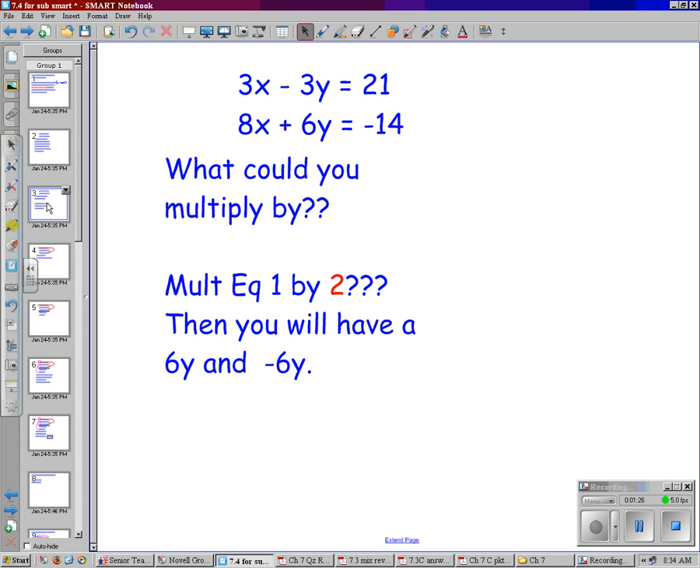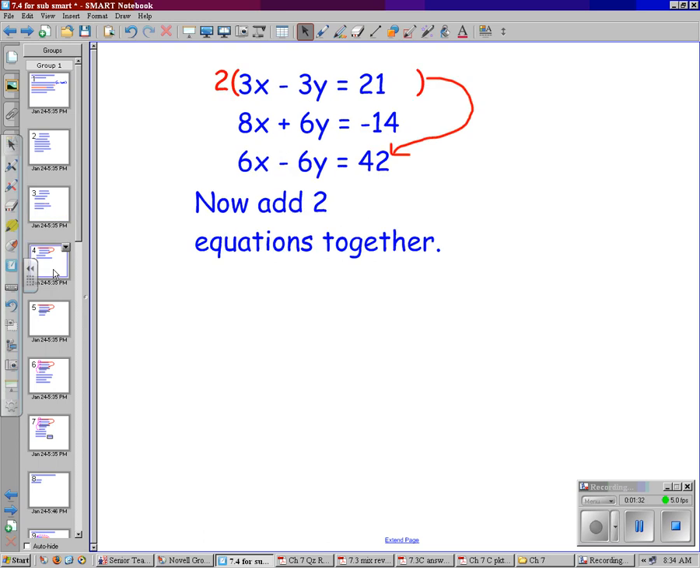Let's multiply the top one by 2. And when you do that, you're going to have your 6x minus 6y equals 42. That's the arrow there. You've got to multiply the entire equation. Just like the other day when we were multiplying through by a negative, everything got multiplied. Everything has to be multiplied by 2. And Andy had told us that. So 6x minus 6y equals 42.